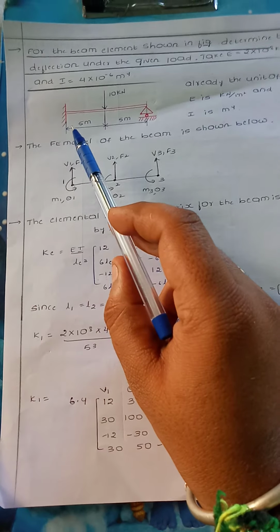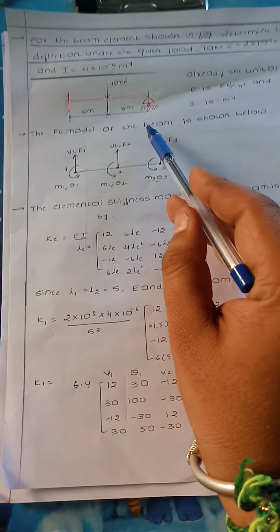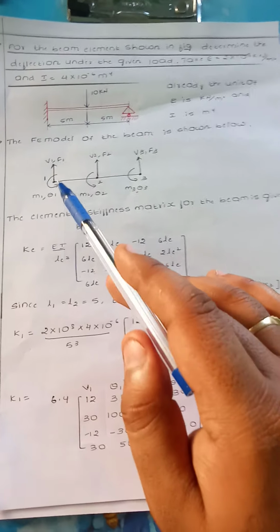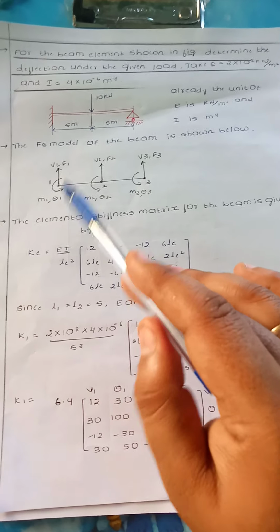In this problem, I'll give the hint as I told. This is a simple problem. Here we have a fixed end, here I have the roller support, and here the load is applied. You have to keep in mind to first write the free body diagram, that is the FE model. That is F1, M1, V, the force and moment at node 1, V2, theta 1 is a translation and a rotational motion. Like that we have 3 nodes.